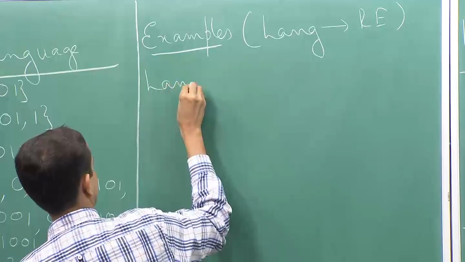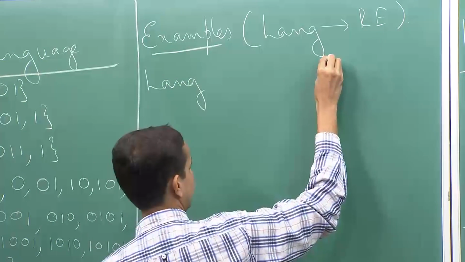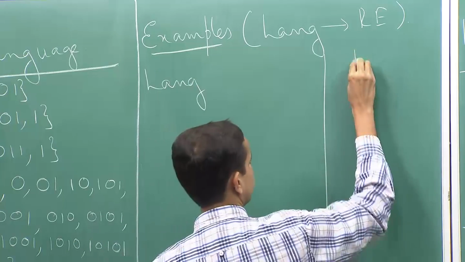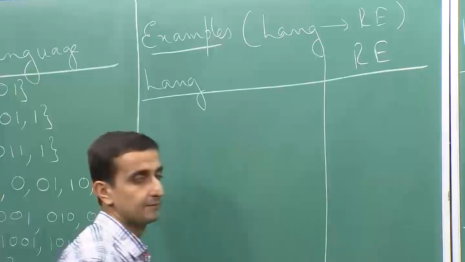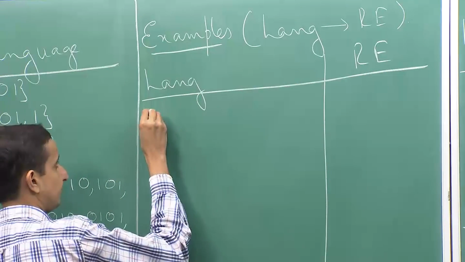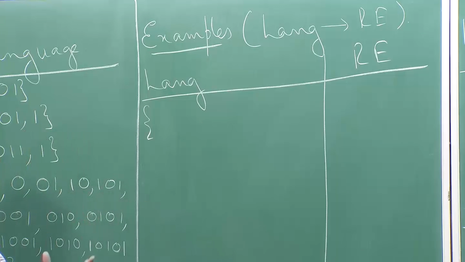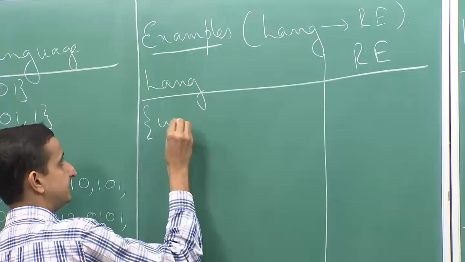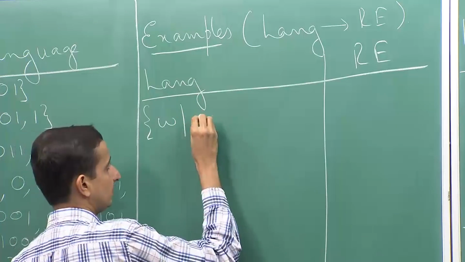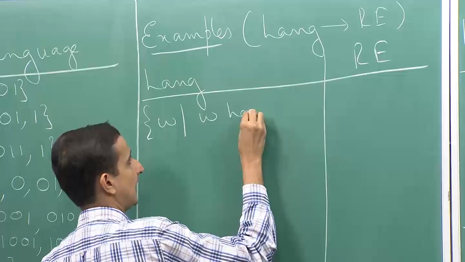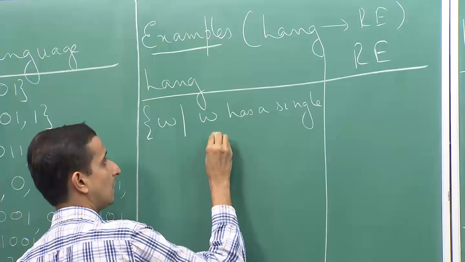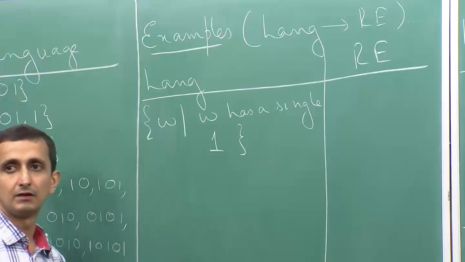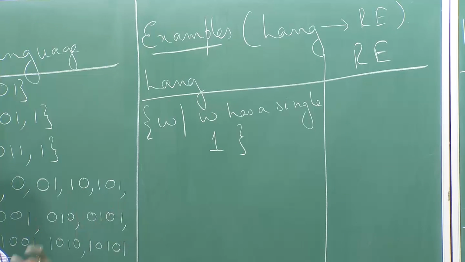So, let me define languages over here, and we will have the corresponding regular expressions on the right. Okay. So, let us say we have a language. All our languages will be strings over 0 1. Suppose we have a language consisting of strings W, such that W has a single 1. Okay. What is the regular expression corresponding to this?